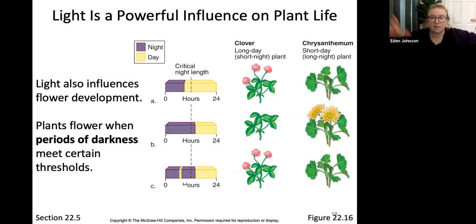Okay, isn't that insane? Like, what? This is such a beautiful experiment. I can't even deal with it. That's brilliant. You take the same thing in B and C and you just flash a light, and then you get completely different results. That's showing that it's periods of darkness. What?